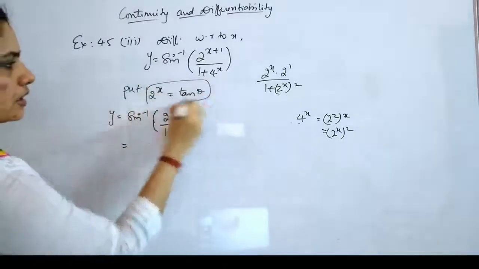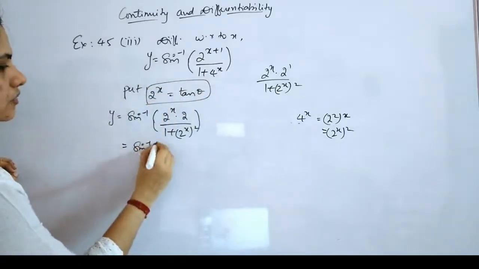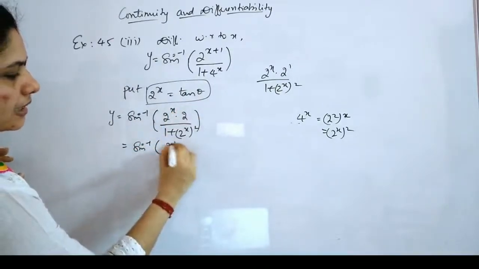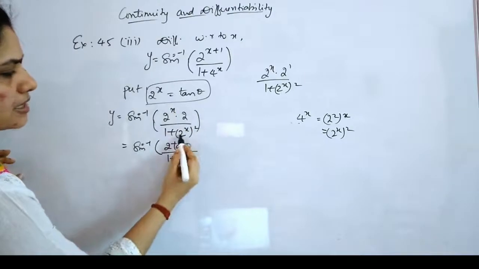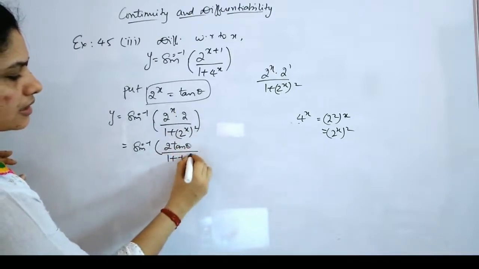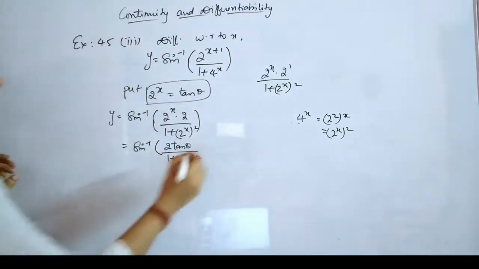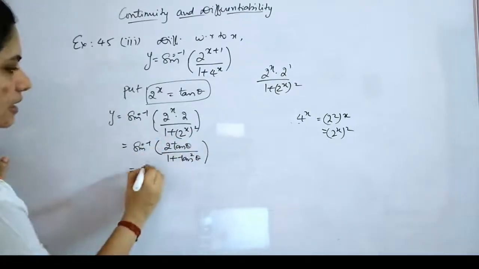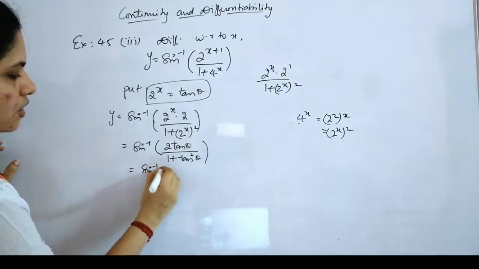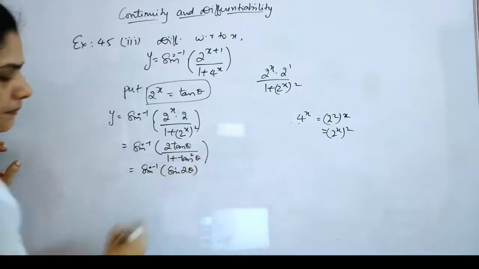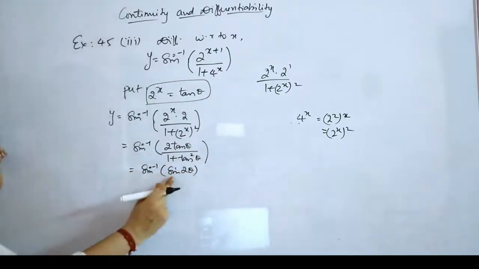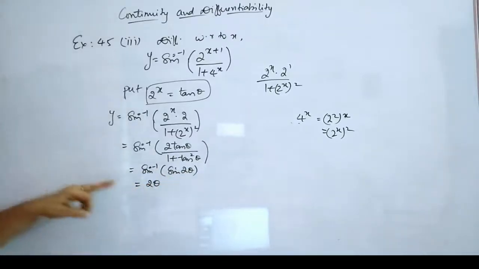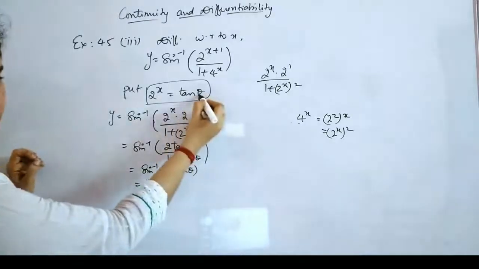Now I substitute so that it becomes sine inverse of 2 into tan theta, since 2 raised to x is replaced with tan theta, divided by 1 plus tan square theta. So sine inverse of this, what is this? This is your sine 2 theta. So you get sine inverse of sine 2 theta. Outside you have sine inverse, here you have sine, so you are getting 2 theta. But you have to replace what theta is here.